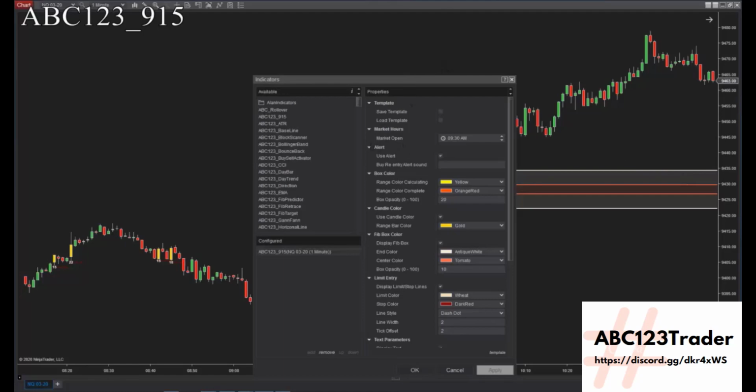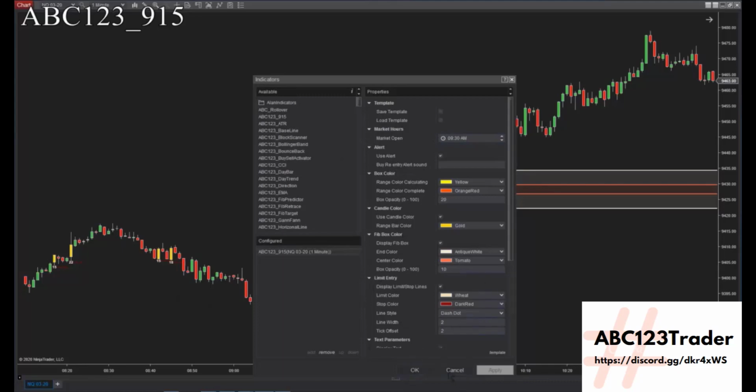Now let's look at some of the parameters of the ABC 123915 indicator. The main purpose of it is that you have to start with the market open. Whatever your market open is, set your time in order for this indicator to work. I'm set for New York time or Eastern Standard Time, that's why I'm set to 9:30. You have options of sound bites, of course, colors, and also limit entry colors. And this is the main function of how we're using this indicator.